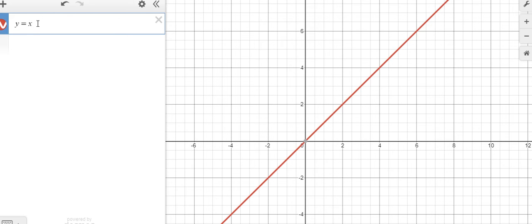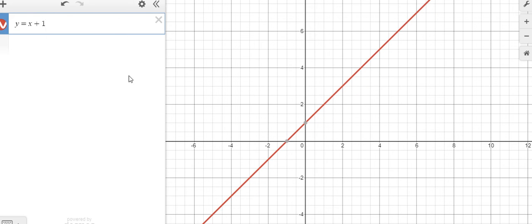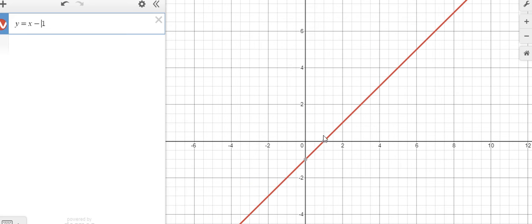If I add a +1 here, that means my origin is shifted towards x is equal to -1, and if I add here a -1, then the line shifts from the origin to x is equal to 1. So this is for a straight line.